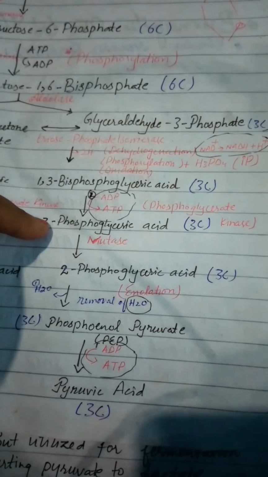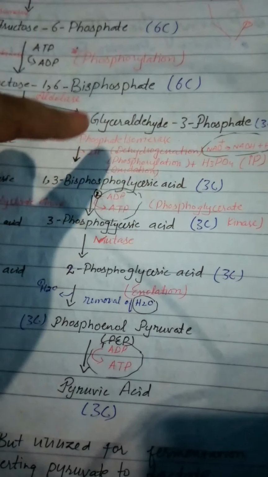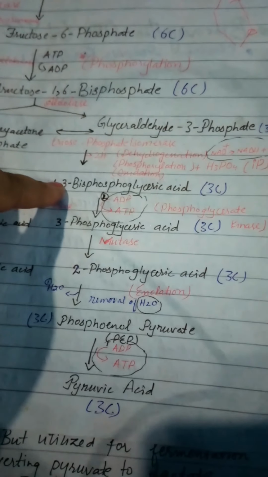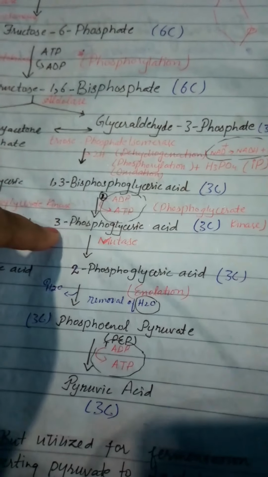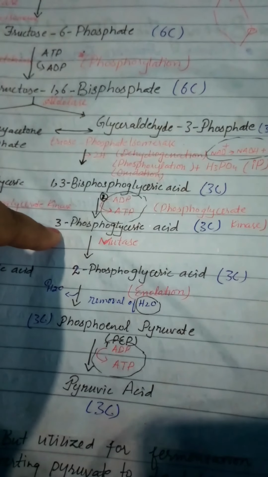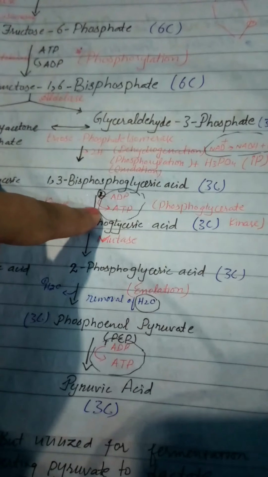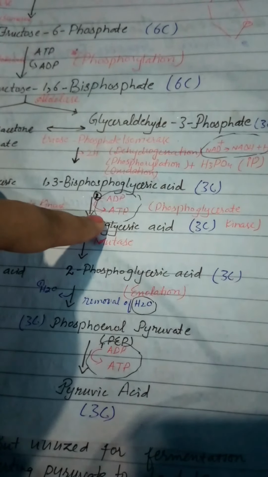And as I discussed earlier, there would be two molecules of glyceraldehyde 3-phosphate, hence two molecules of 1,3-bisphosphoglyceric acid and two molecules of 3-phosphoglyceric acid will be produced. So there would be the generation of two ATPs at this step.